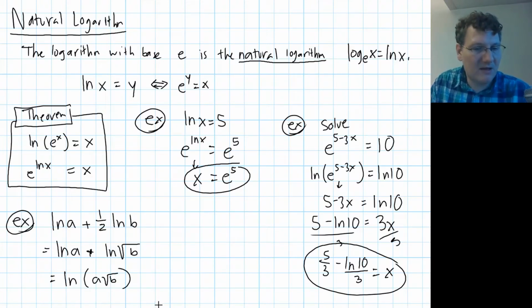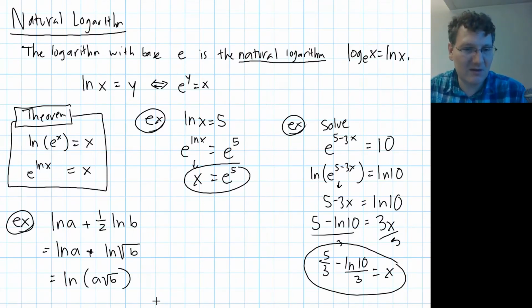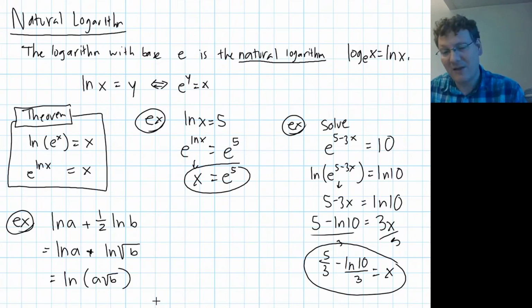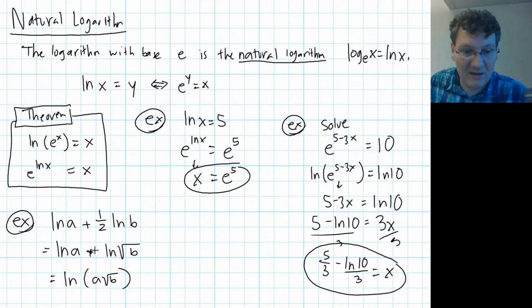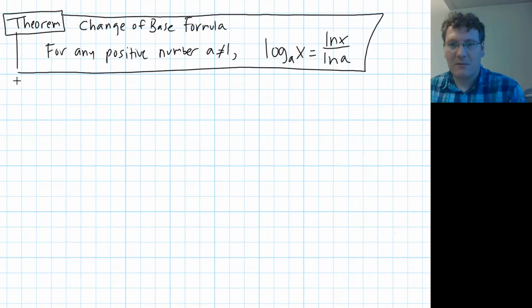This is a way of combining a sum of two logs. Coefficients can go as the exponent of the thing inside the logarithm, and then you can multiply the a and the root b. So here's a special formula that's useful, especially if you don't happen to have a fancy calculator.